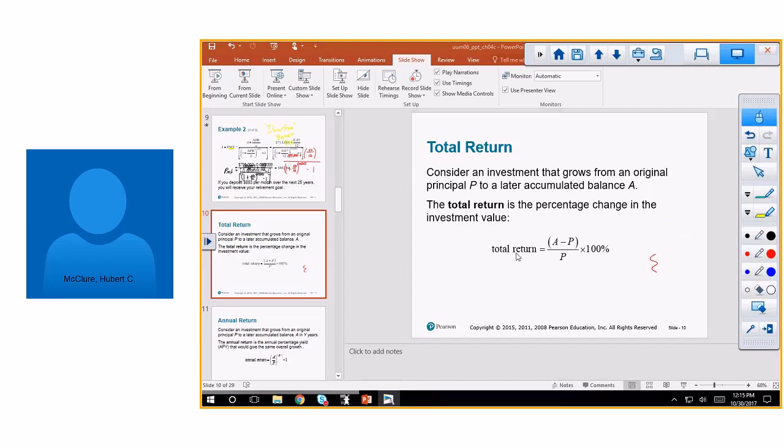Okay. Write this down. Total return. This is important because this is a standardized test question. Consider an investment that grows from an original principal P to a later accumulated balance A. New minus old over old. Write that down. New minus old over old. That's percentage increase or decrease. Then you've got to multiply it by 100. I don't use A minus P. I use new minus old over old.